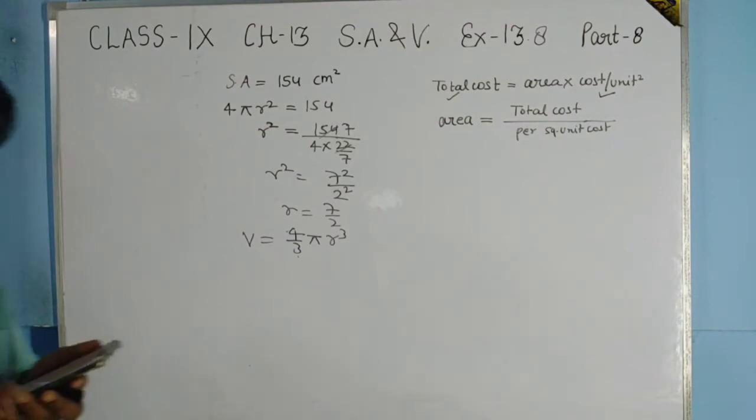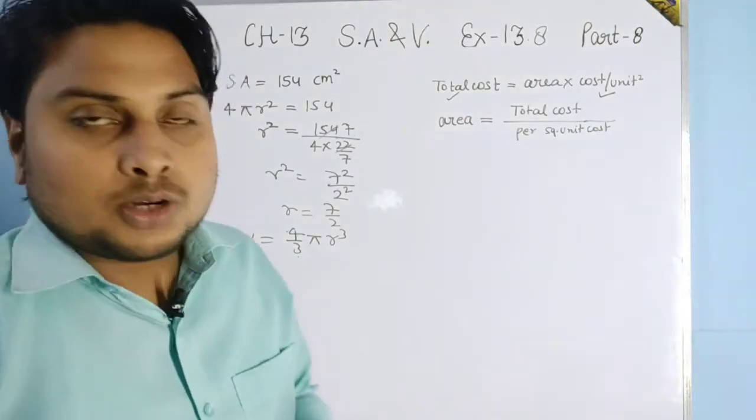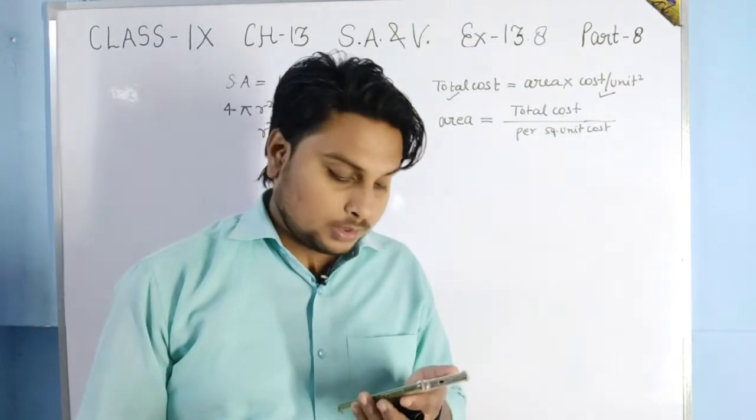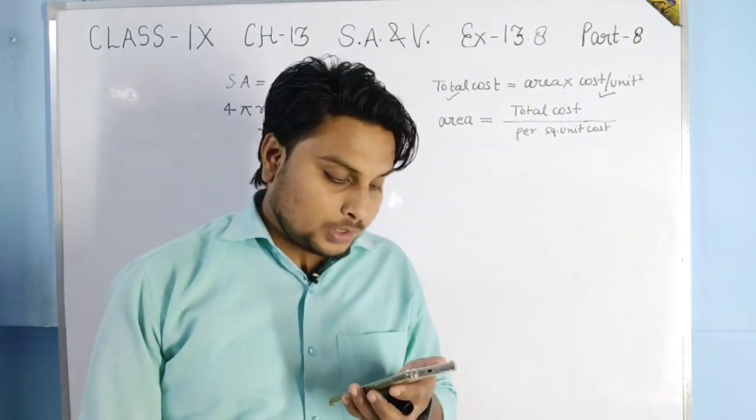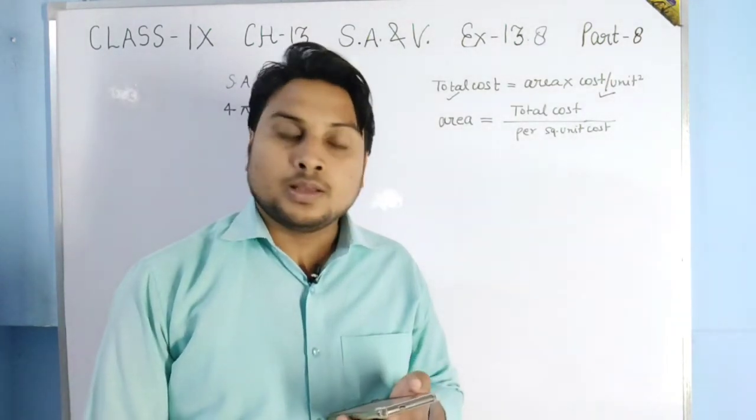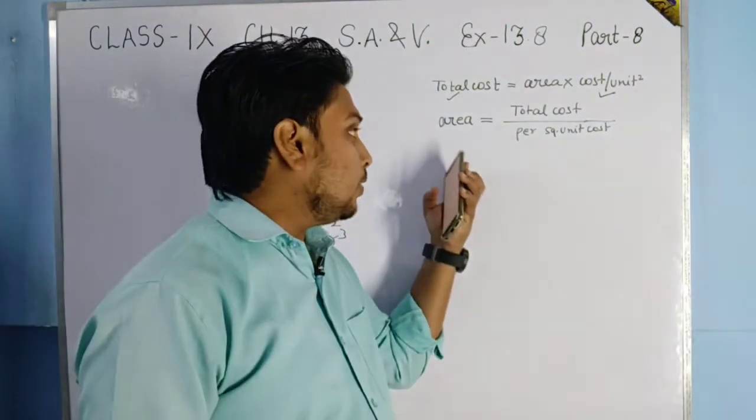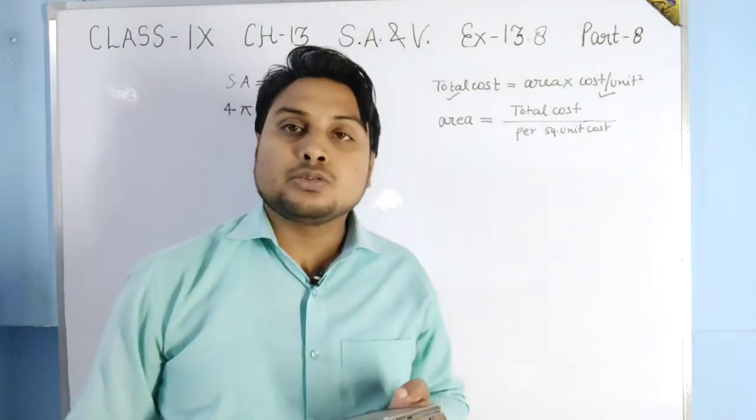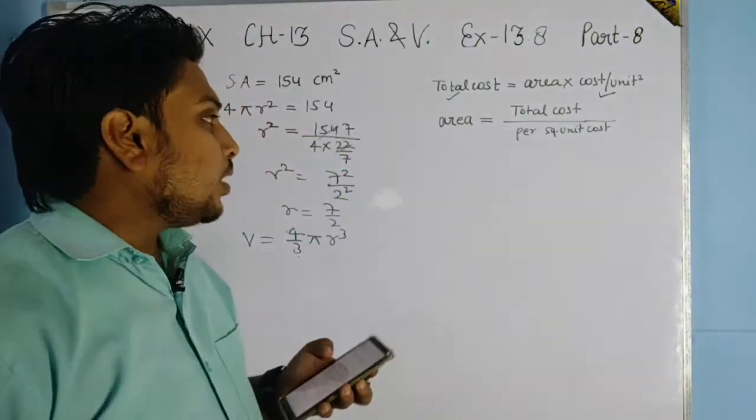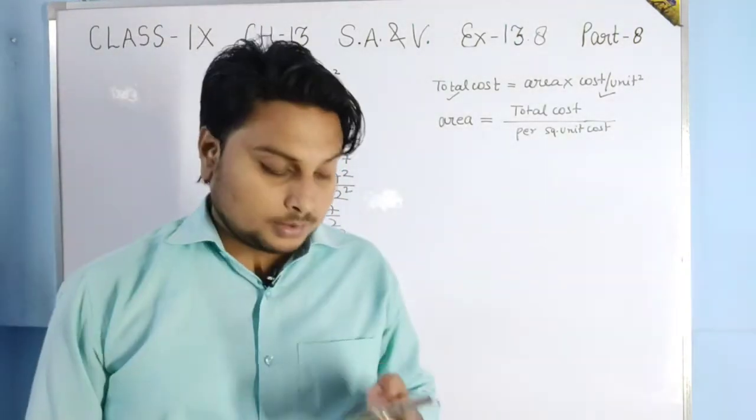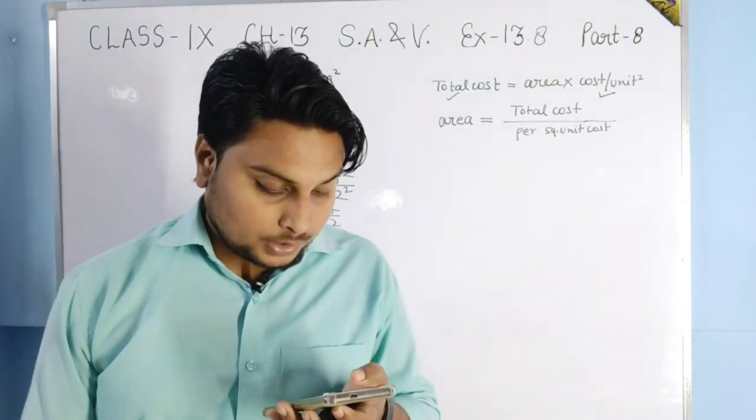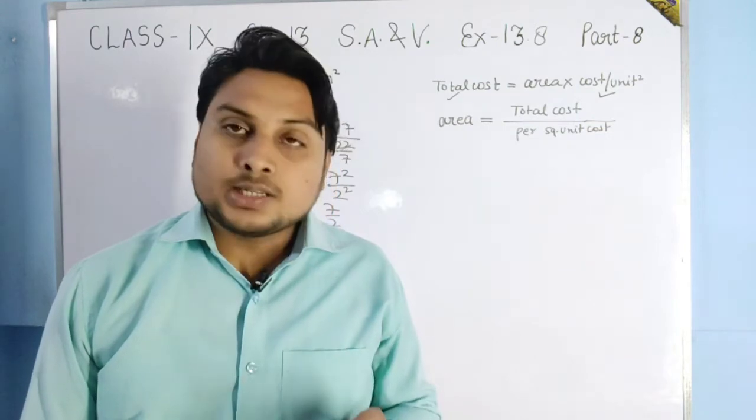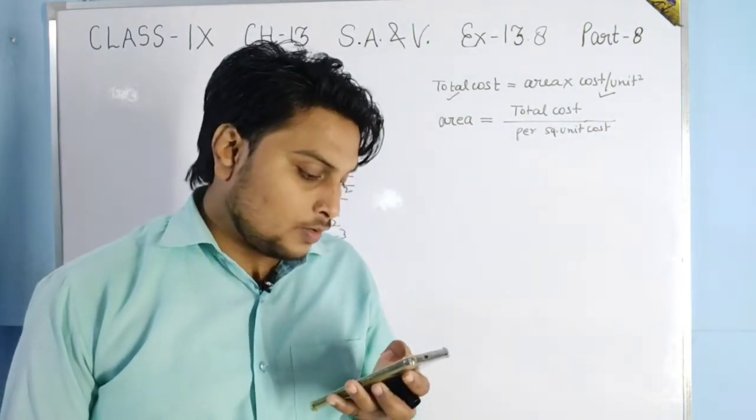See, in this question the total cost of whitewashing is given and the cost per unit is also given, that is rupees 2 per square meter. So by this formula you will find the area. That will be the answer of the first question, that is the inner curved surface area, the inside surface area.